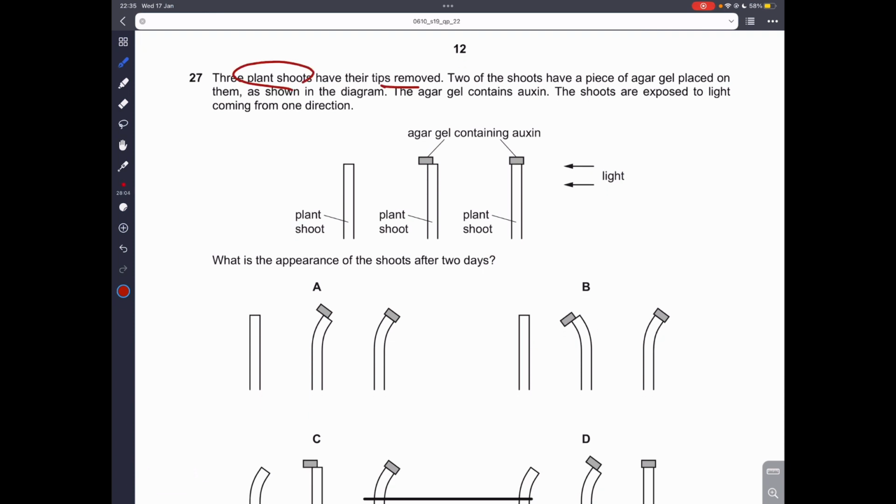27. 3 plant shoots have the tips removed. 2 of the shoots have a piece of agar gel placed on them. The agar gel contains oxygen. The shoots are exposed to light coming in from one direction. What is the appearance of the shoots after 2 days?